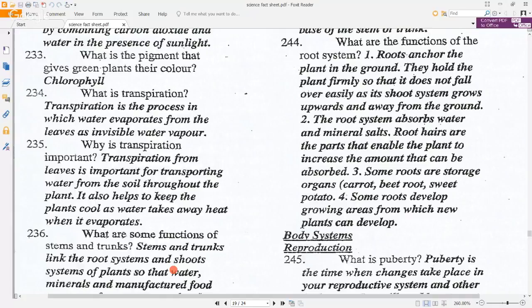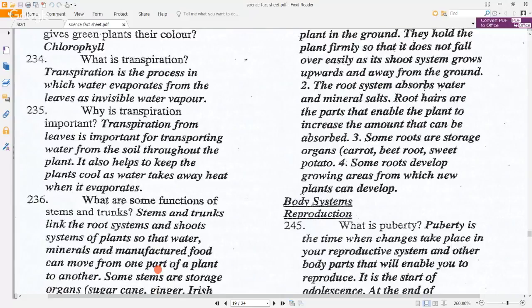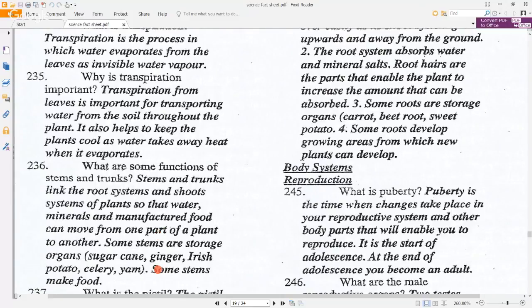What are some of the functions of the stem and trunks? Stems and trunks link the root system and the shoot system of the plants so that water, minerals, and manufactured food can move from one part of the plant to another. Some stems are storage organs, for example, sugarcane, ginger, Irish potato, celery, and yam. Some stems make food.